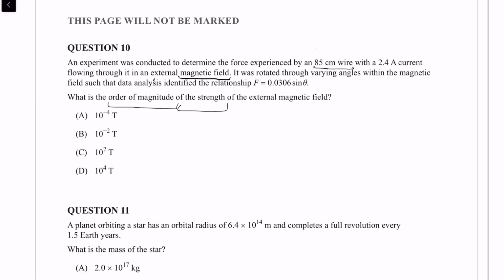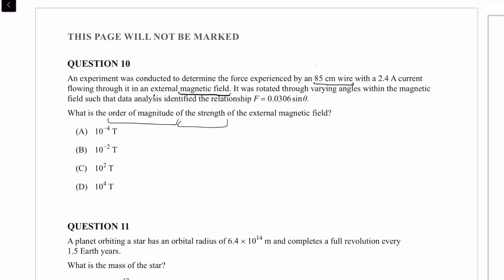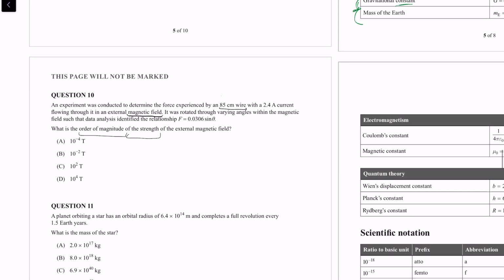Okay, so we're now into magnetic fields. It was rotated through varying angles within the magnetic field, such that data analysis identified the relationship F equals 0.0306 sine theta. What is the order of magnitude of the strength of the external magnetic field? All right.